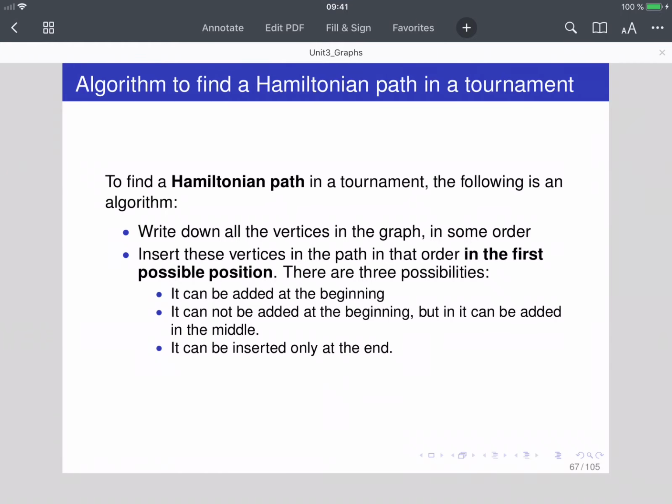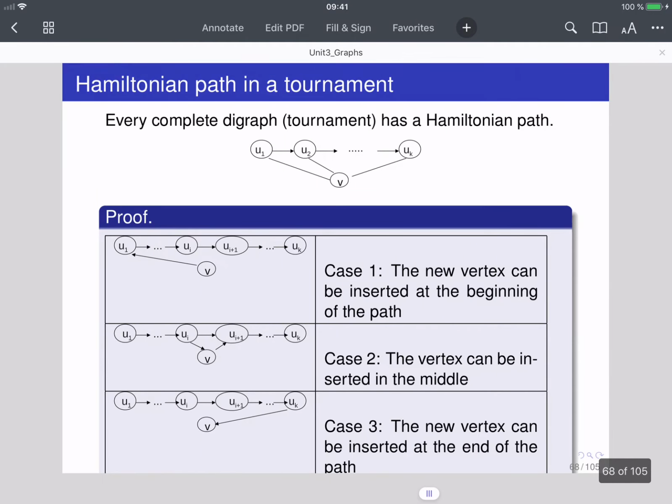The first is that the next vertex can be added at the very beginning of the path. Okay? If it cannot be added at the beginning, then maybe it can be added in the middle. And if not, then it will be inserted at the end. Okay? So what we do is to try to insert it as soon as possible, in the first position that it is possible. And here we see the idea.